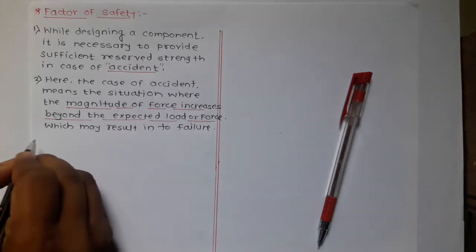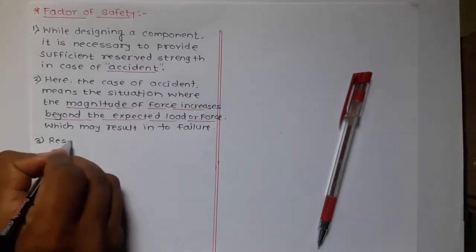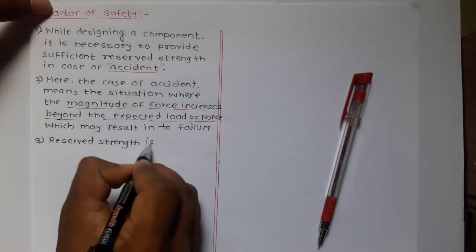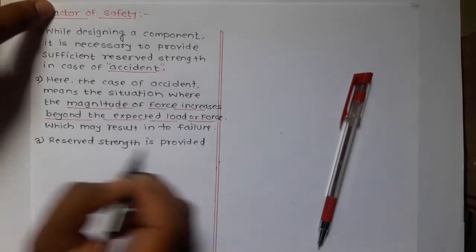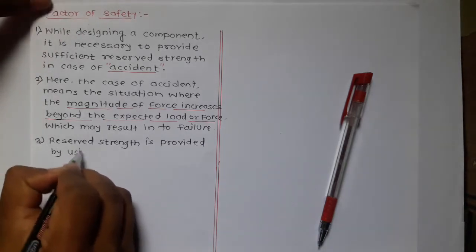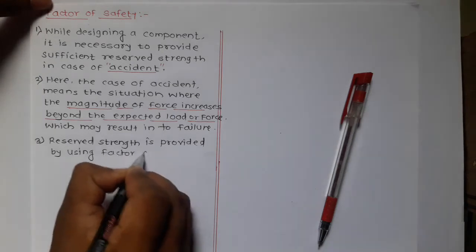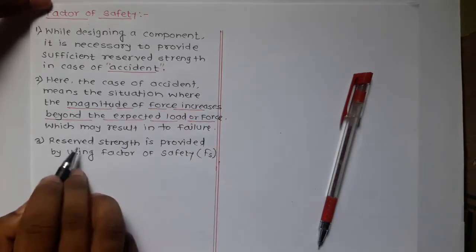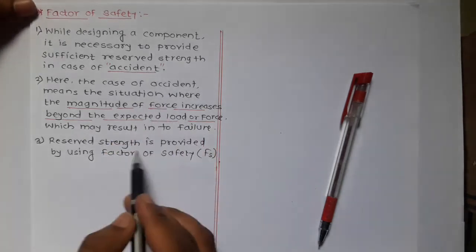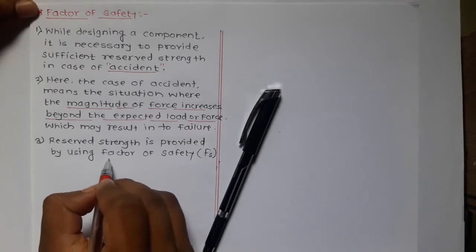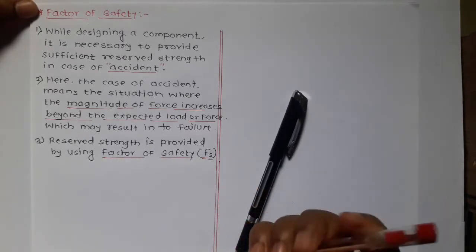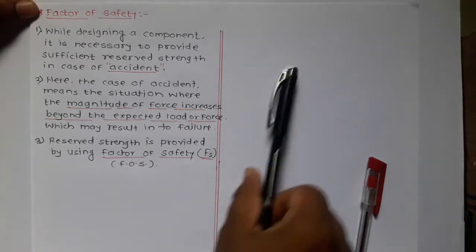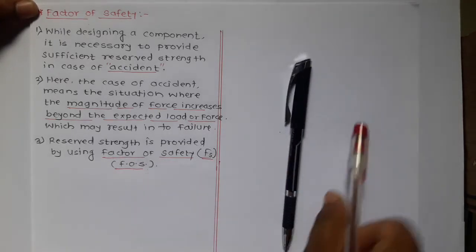Now this reserve strength that needs to be provided to the component is provided by using factor of safety, which is denoted by small f suffix s. Sometimes this factor of safety is written as F.O.S. Okay, so you just remember this, it is denoted by F.O.S, factor of safety.